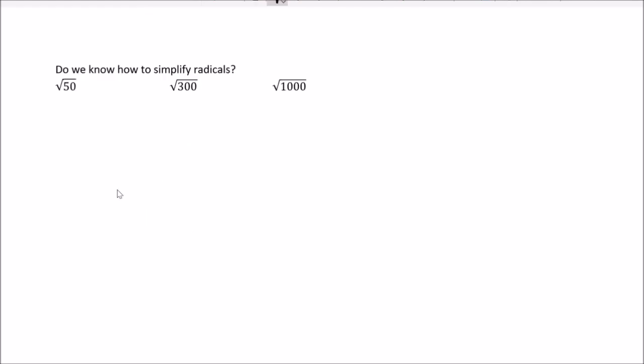Another skill that will be important this year is simplifying radicals. Okay, the easiest way typically to do that for most new learners is to make a factor tree. So it's as easy as this.